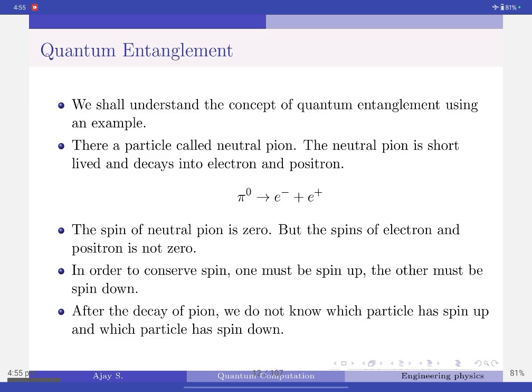Now let us understand quantum entanglement, another phenomenon seen only in the quantum domain, a non-classical feature absent in the classical world. So we shall understand the concept of quantum entanglement using an example, not in a generic sense.